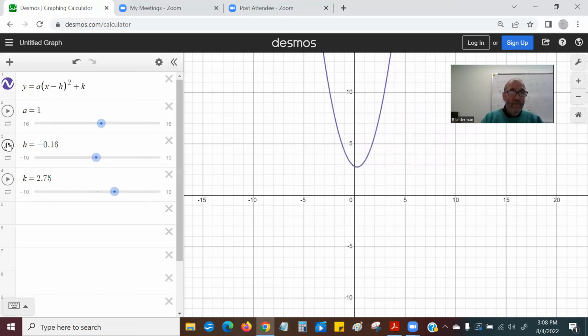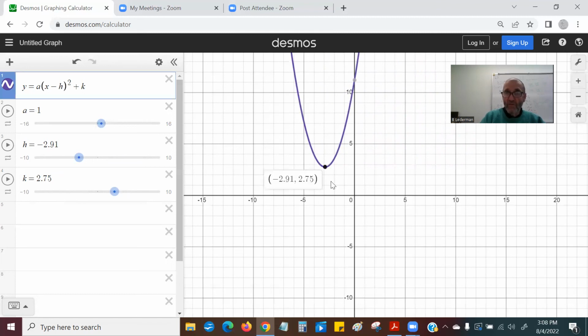Now, one nice thing here is that notice I stopped it when H is negative 2.91 and K is positive 2.75. I just happened to pick those numbers. I just happened to stop it there randomly. Well, what is the vertex of the parabola? Look at that, negative 2.91, 2.75. So the H and the K is instantly the vertex of the parabola. That's a very cool thing. That just makes things very easy and very convenient.